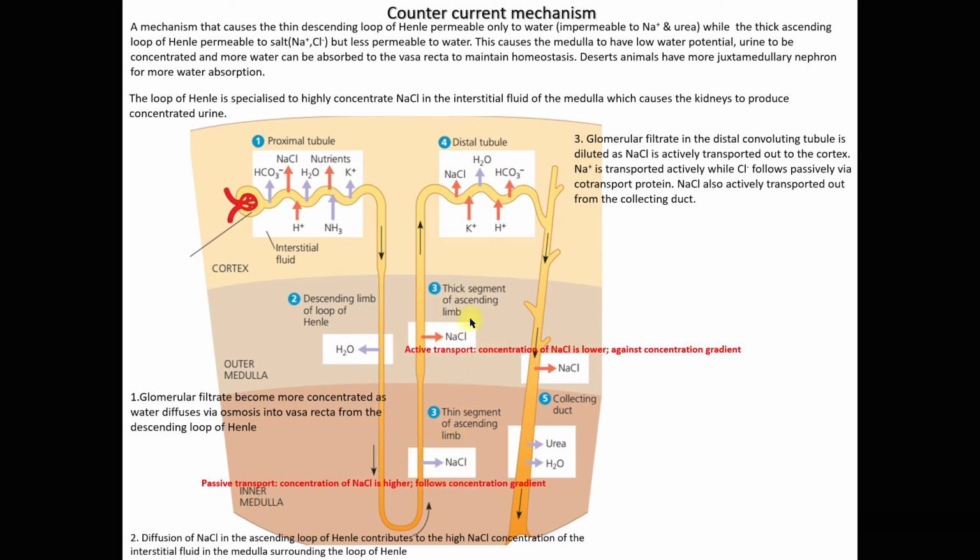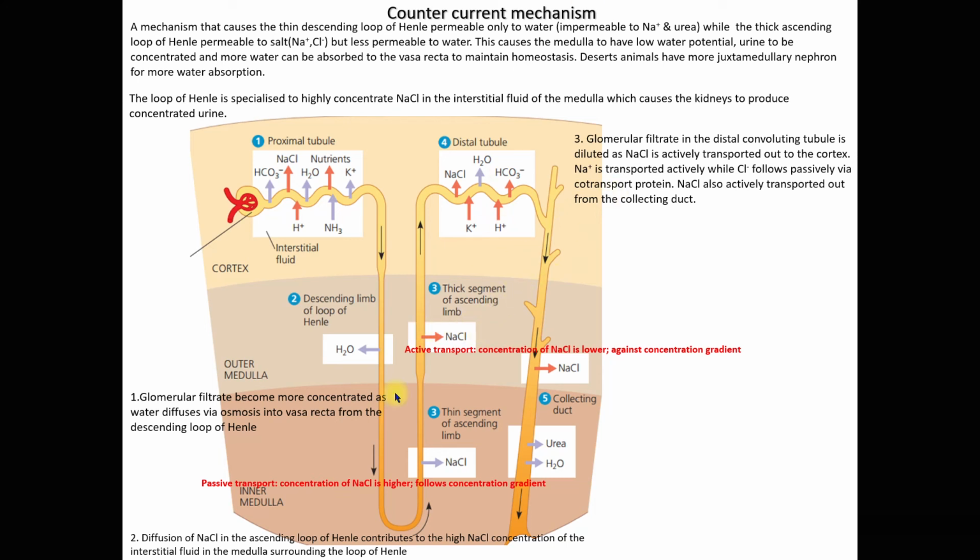So the ones that are left here are only few. So the remaining sodium chloride ions have to move by active transport out from the thick ascending arm of the loop of Henle into the medulla. And the movement of these sodium chloride ions is against the concentration gradient.